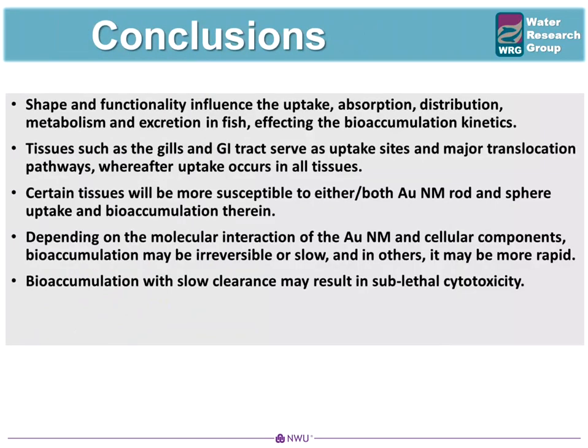So, some key common points in conclusion for both gold nanomaterials. There was uptake in all tissues, with the exception of the blood, and that uptake primarily occurred in the gastrointestinal tract for both treatments, and this may allude to effects on the intestinal epithelia over the long term, or even on the intestinal microbiome. Another common point was that clearance of the gold nanomaterials occurred in all tissues. However, it was effective in some tissues and in others not so much. So that might be due to shape and functionality differences.